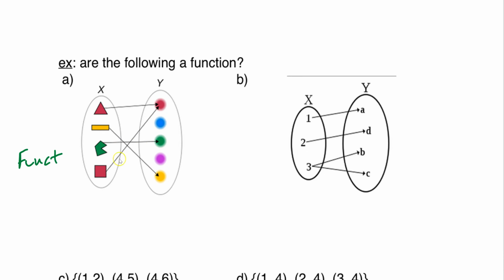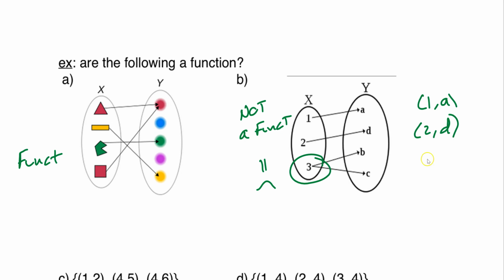These are all unique. And then here's an example saying it's not a function, right? 1 goes to A, 2 goes to D, 3 goes to B, and 3 goes to C. This right here is why it's not a function, because 3 gets used twice. So again, anytime one of your x values is used more than once, it's not a function. If I list this out, this would be 1a, 2d, 3b, and 3c. And right there you're like, oh, I have two 3s. Little cheater. So not a function.